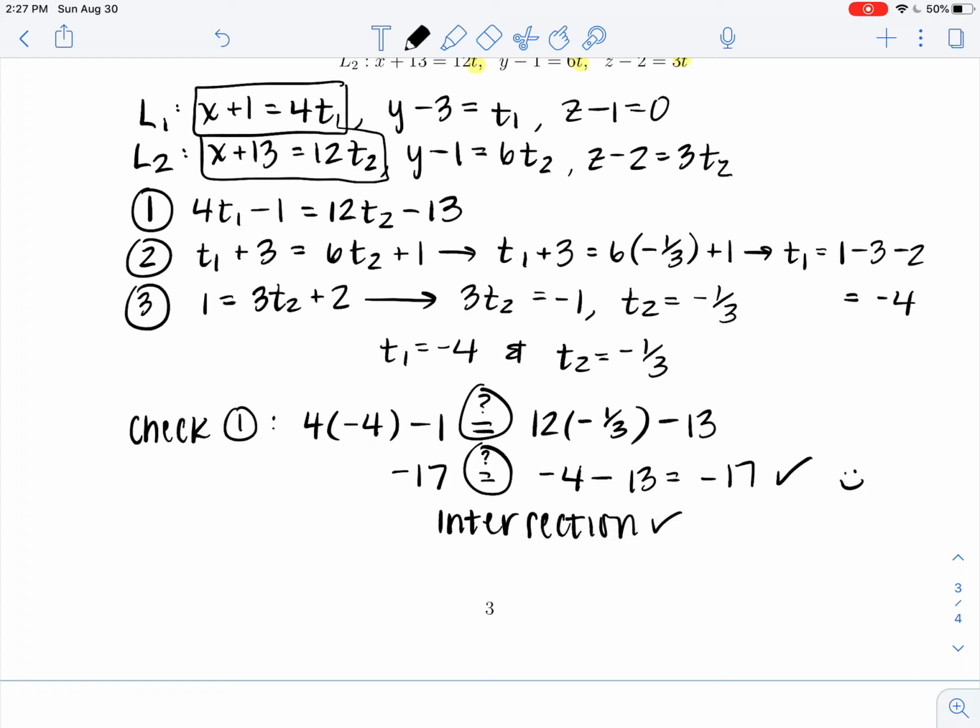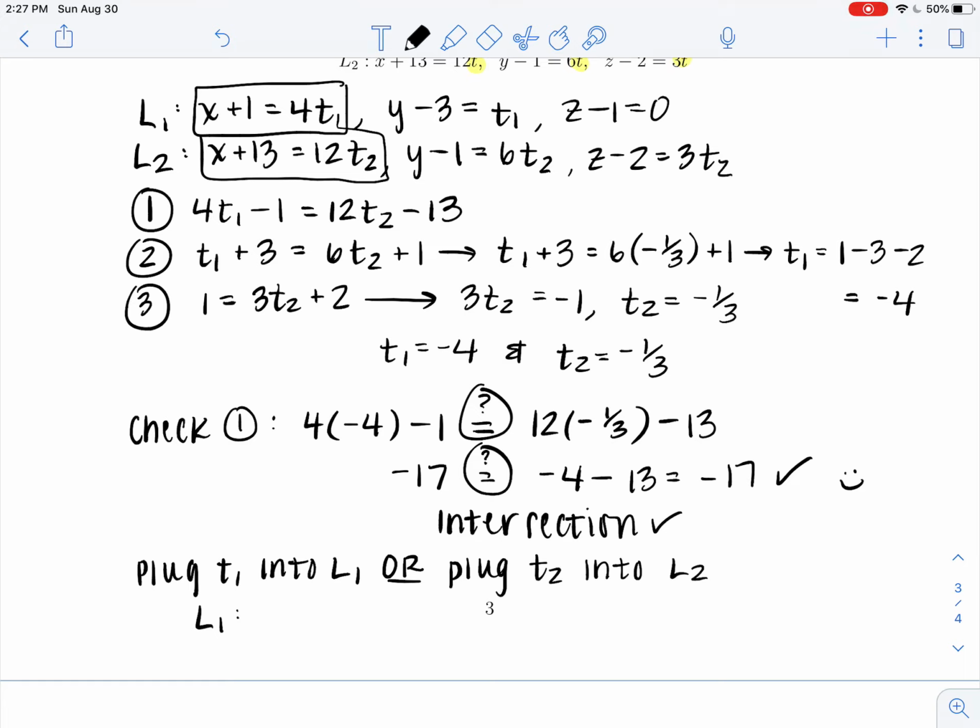Okay, we just proved that these two lines intersect. Finally, we want to find where they intersect. So you have two choices. You can either plug T1 into L1 or plug T2 into L2. Now, because we showed that they intersect, they're going to give us the same point, so just pick whichever one you prefer. I'll use L1 because I don't want to deal with fractions.